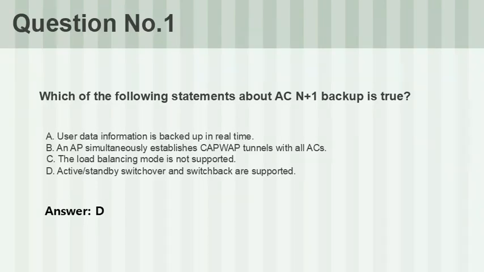Question number 1. Which of the following statements about a CN+1 backup is true? A. User data information is backed up in real time. B. An AP simultaneously establishes CAPWAP tunnels with all ACs. C. The load balancing mode is not supported. D. Active, standby switchover and switchback are supported. Answer: D.